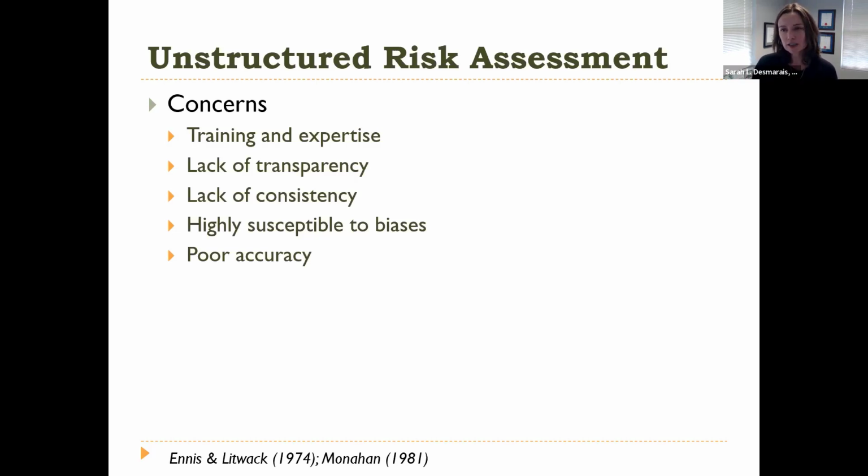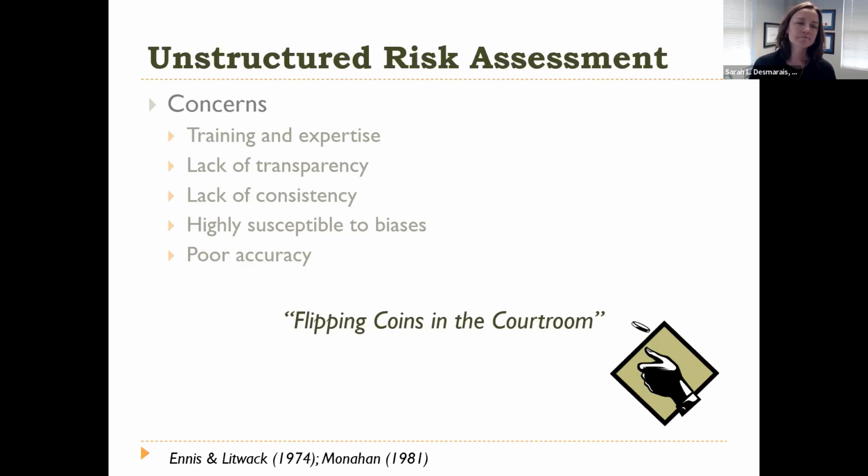So some of the early work in this area in the late 70s and the early 80s was starting to find that not only was the accuracy poor, it was actually worse than chance. And so they did a few studies where they found that the accuracy with which people were estimating risk in these unstructured decisions was less than about 30%. So they were right about 1 in 3 times.